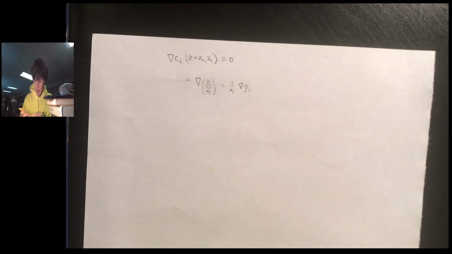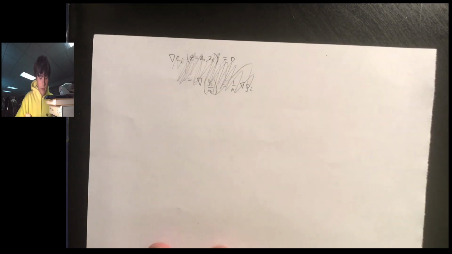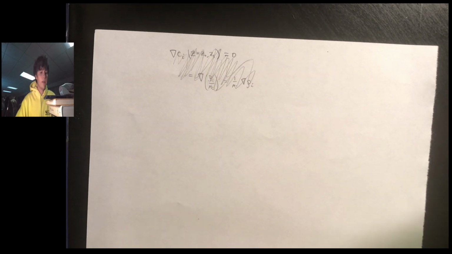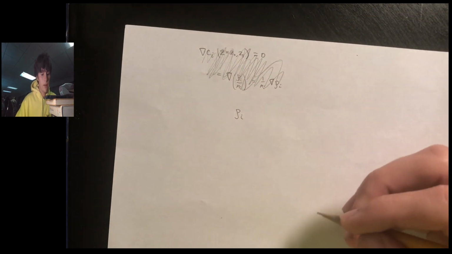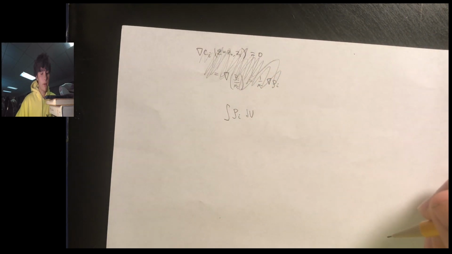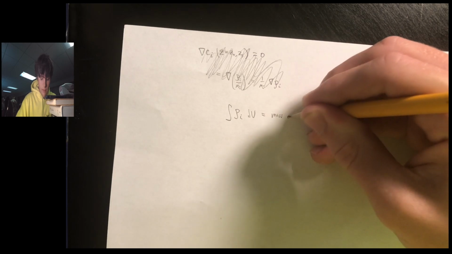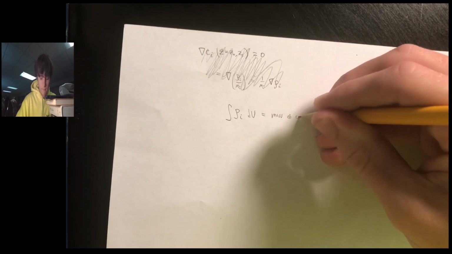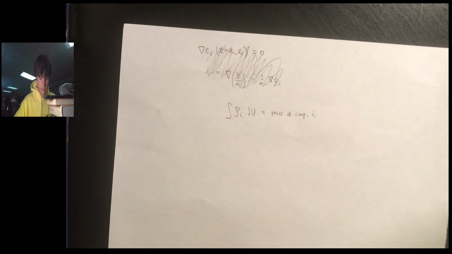So with my graphs, I can ignore this stuff up here. It's just a random piece of paper. With my graphs, I talk about areas under the curves. So if you take the mass concentration of a component and integrate that over the entire volume of the component, that's equal to the mass of component I in the entire system.